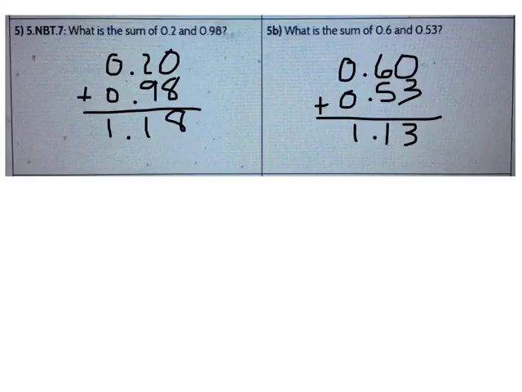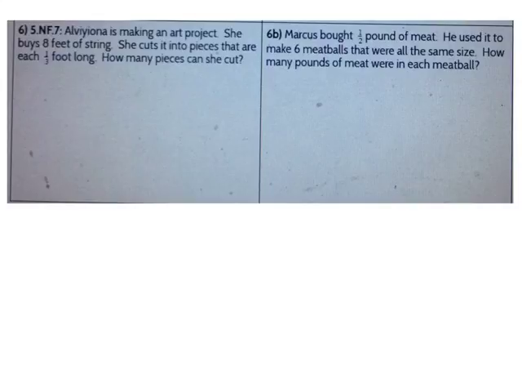The correct answer is 1 and 13 hundredths. Try number 6. Alviana is making an art project. She buys 8 feet of string. She cuts it into pieces that are each 1/3 foot long. How many pieces can she cut?